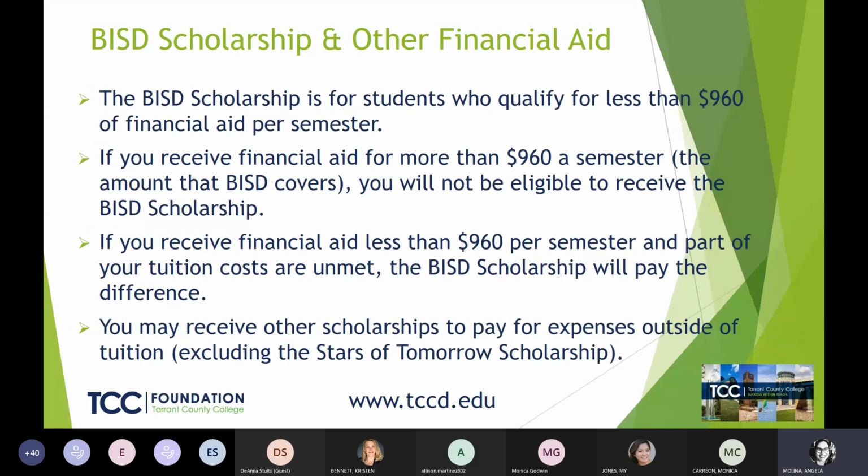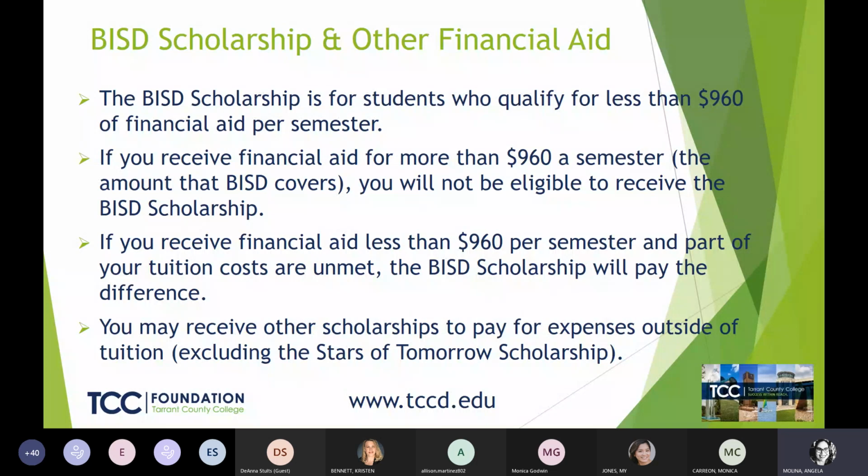So how does BISD work with other financial aid? It was set up for students who qualified for less than $960 of financial aid per semester, so basically for students who didn't qualify for any other financial aid. And so 960 is what BISD covers. If you receive financial aid for more than that $960 a semester, then you're not eligible to receive it because you're receiving awards that pay in excess of that.